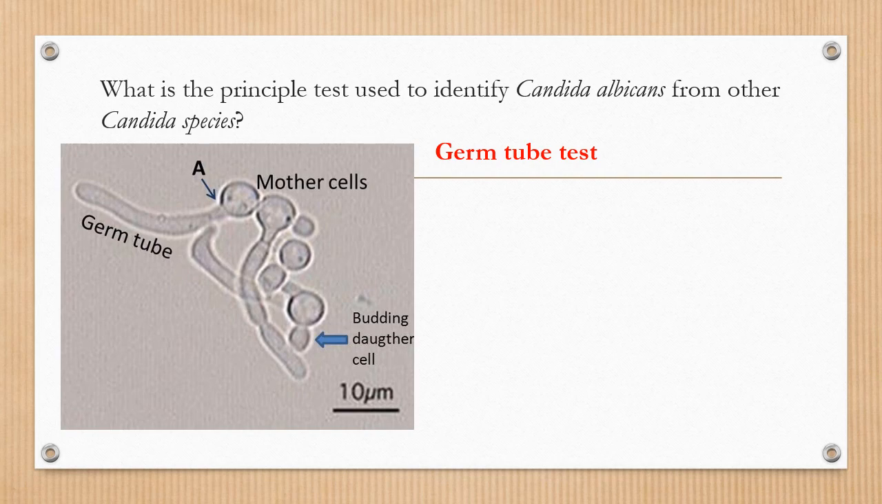The principle of a germ tube test is to incubate the yeast in human serum. So we have some serum in the lab, and we incubate the Candida or the yeast in that serum. So how do we incubate? You incubate it for 3 hours at 37 degrees, which is an incubator temperature, and then we observe the germ tube. This germ tube signifies the growth of hyphae, and they emerge from the yeast-like structure.